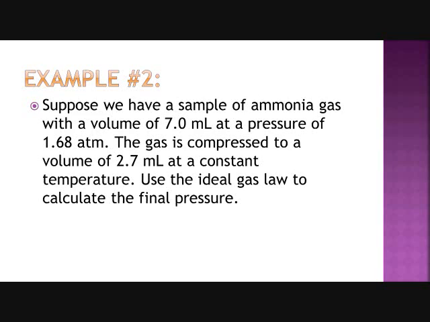Okay? Suppose we have a sample of ammonia gas with a volume of 7.0 milliliters at a pressure of 1.68 atmospheres. The gas is compressed to a volume of 2.7 milliliters at a constant temperature. Use the ideal gas law to calculate the final pressure.